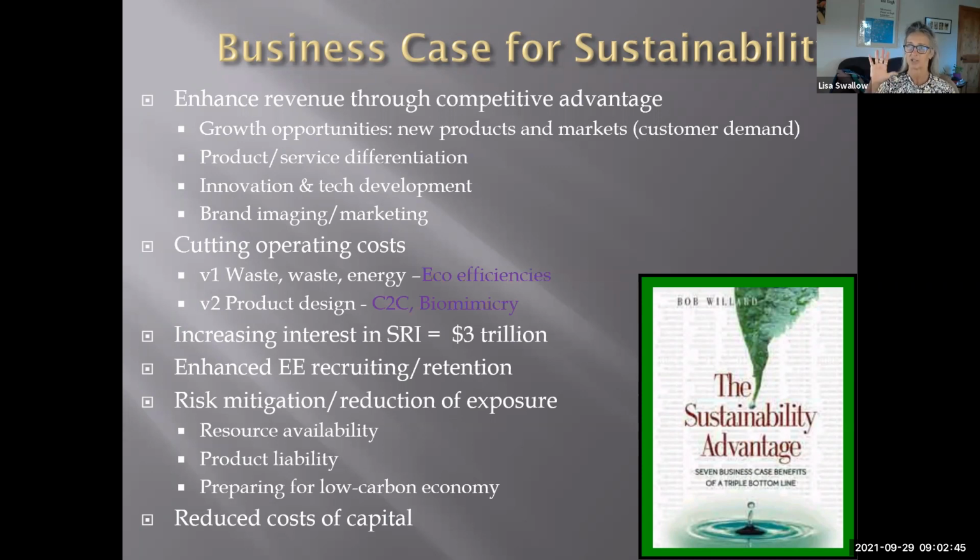So this is right here a snapshot of the business case for sustainability. You really need to just be able to sort of reiterate this. I'm going to spend some time now kind of digging into some of these different areas a little bit deeper, but really this is the overview.